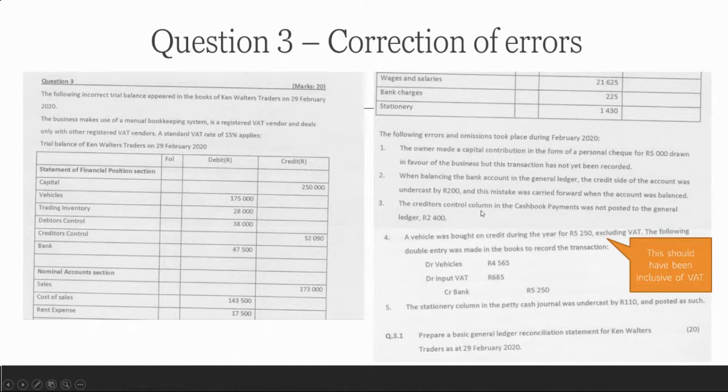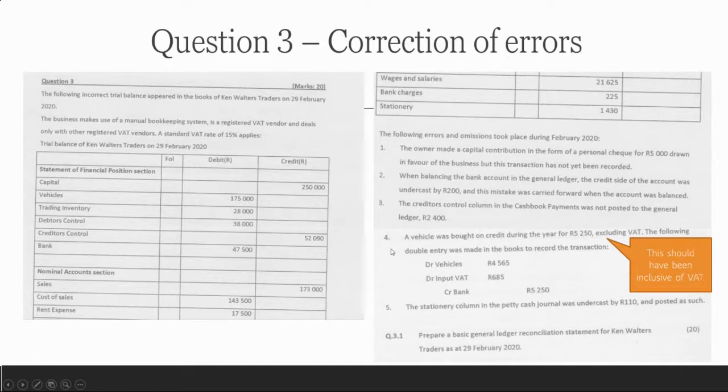Then the creditors control column in the cash book payments was not posted to the general ledger. So if we have cash book payments, that's when we made payments. Our creditors control, because we're paying it, means our creditors balance will decrease, so we will actually debit it. A lot of students had the correct amount, but they credited this amount instead of debiting it.